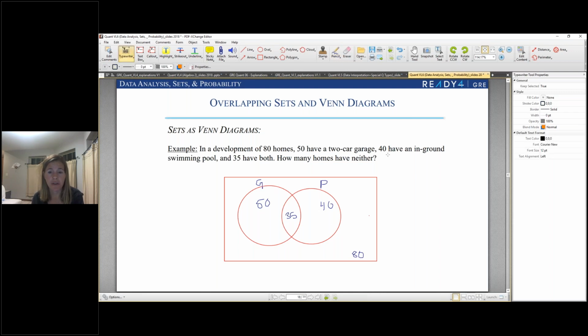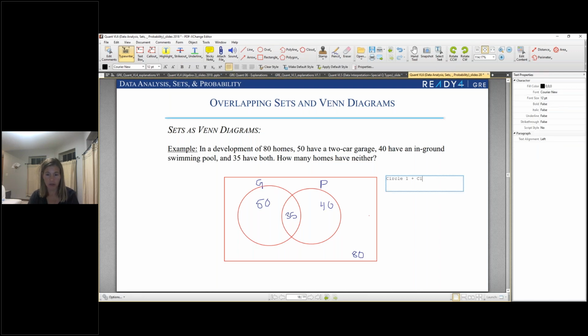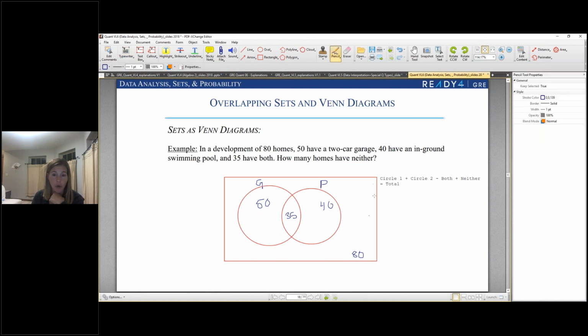So the formula to know for these problems is circle 1 plus circle 2 minus both plus neither equals total. And you plug in according to what you know. So in this case, circle 1 is 50. 50 houses have a garage. Circle 2 is 40 houses have a pool. You subtract out the both. We're wondering what the neither is. We don't know that. And the total is 80.